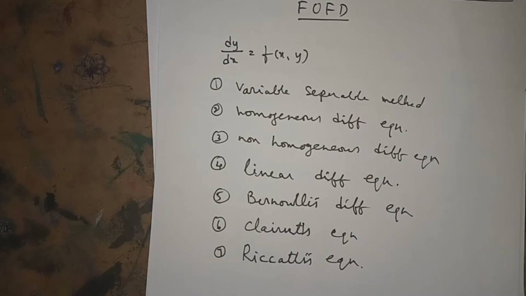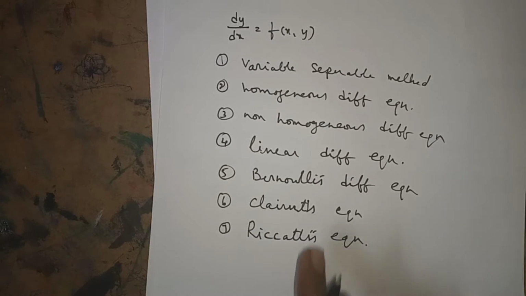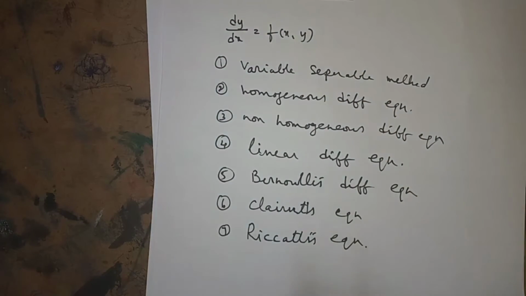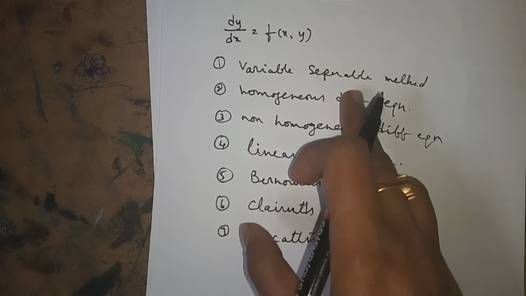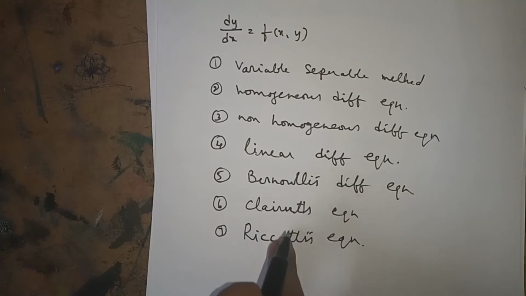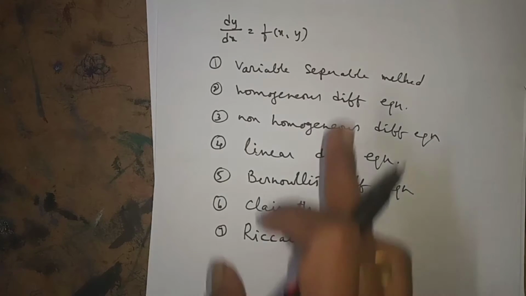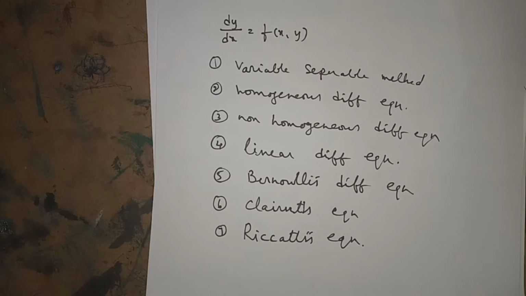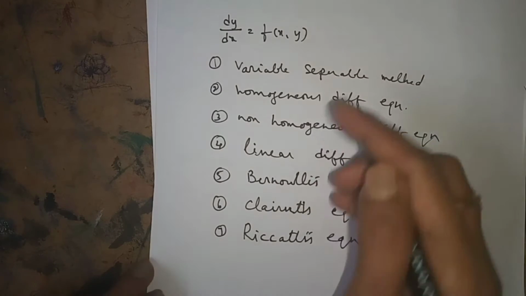An equation in the form dy by dx equal to f of x, y, where f of x, y is a function of x and y, is called a first order first degree differential equation. To solve it, we have several methods: variable separable, homogeneous, non-homogeneous, linear, Bernoulli, Clairaut's, Riccati. With all these methods we can solve the first order first degree differential equation.